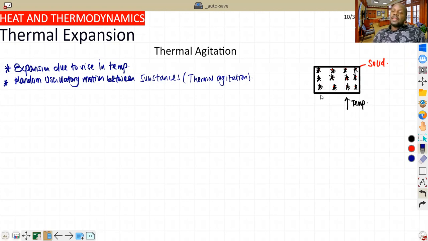The energy required for random oscillatory motion between particles or molecular substances, that particular energy we call thermal agitation energy. So mathematically, we can conclude that the thermal agitation energy, which I write as E_TH, is proportional to a rise in temperature, which I write as the temperature rise, or basically let's write T for now. So this is the mathematical interpretation of thermal agitation. Keep this at the back of your mind. This is the way we express this relationship mathematically.